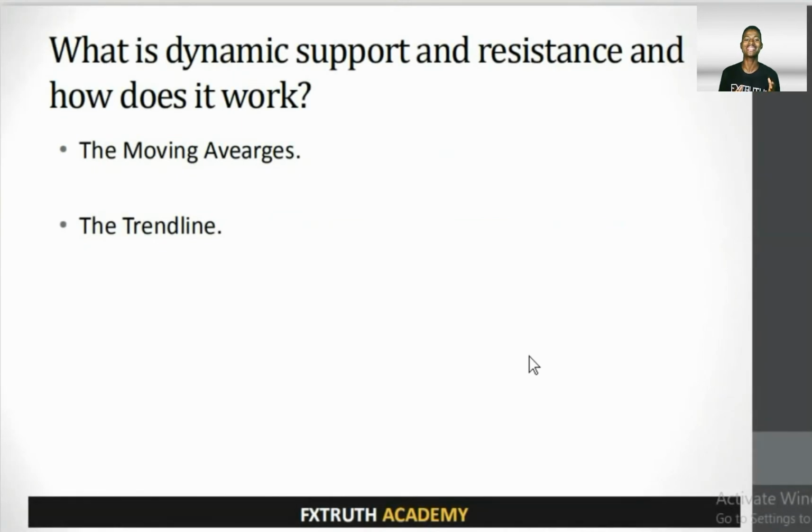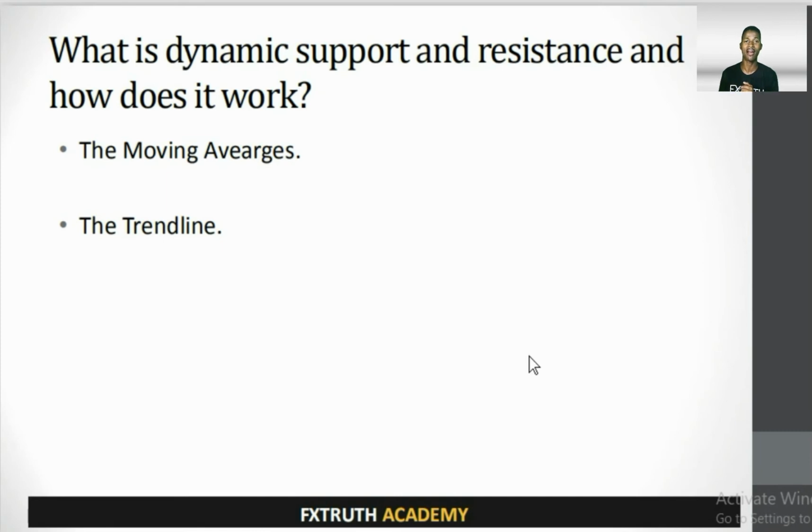Moving forward, what is dynamic support and resistance and how does it work? Mind you, you agree with me that the price will not always be horizontal all the time. So drawing just horizontal support and resistance may not work all the time for you, and you may miss great market moves, especially in trending markets. So how do you capture dynamic support and resistance?